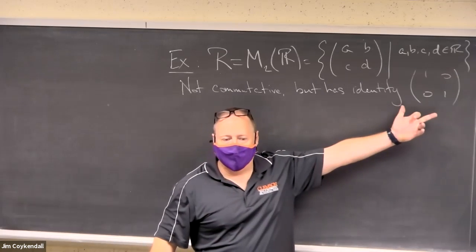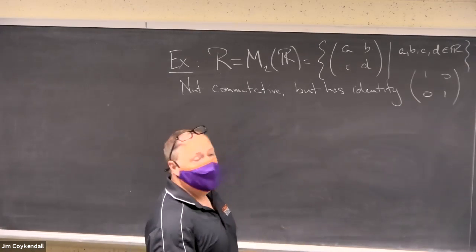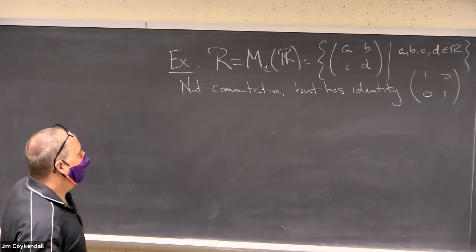You'll probably remember this old friend from linear algebra, right? That's the 2 by 2 identity matrix. It's one you can multiply any matrix by and it leaves it alone. All right?